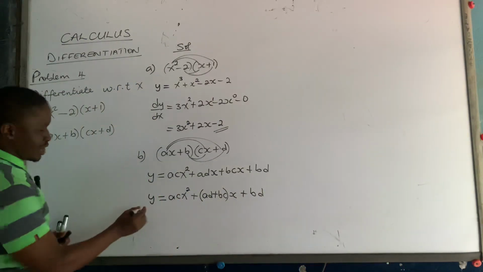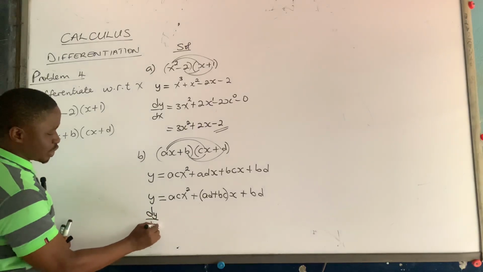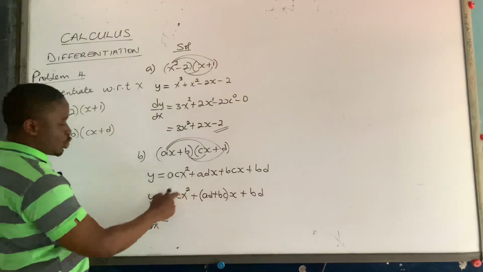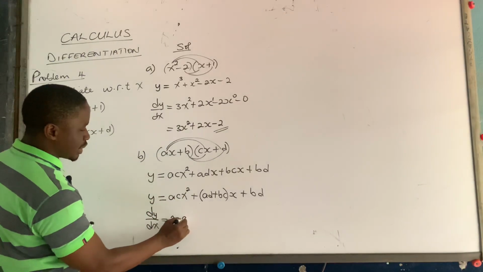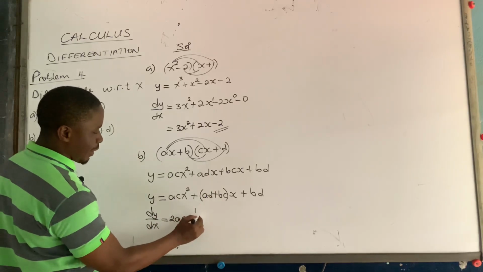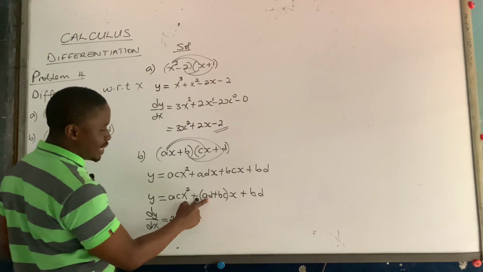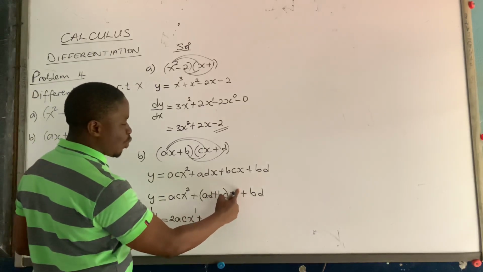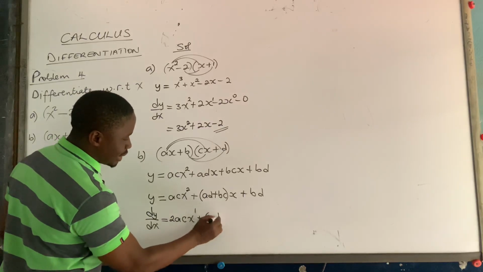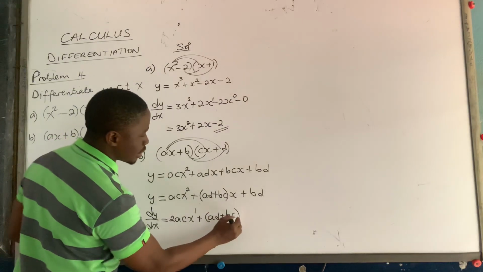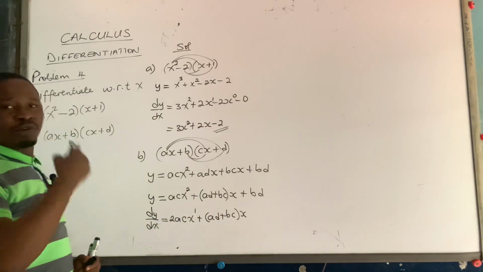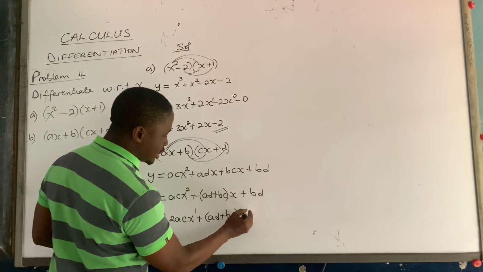Alright, so now we can differentiate y with respect to x. The power is 2, the coefficient is AC. So 2 times AC, 2AC. Then the power minus 1, 2 minus 1 is 1. The coefficient is AD plus BC. The power is 1. 1 times the coefficient is the coefficient. That is AD plus BC. But the power here is 1, and we must say minus 1. So 1 minus 1 is 0.